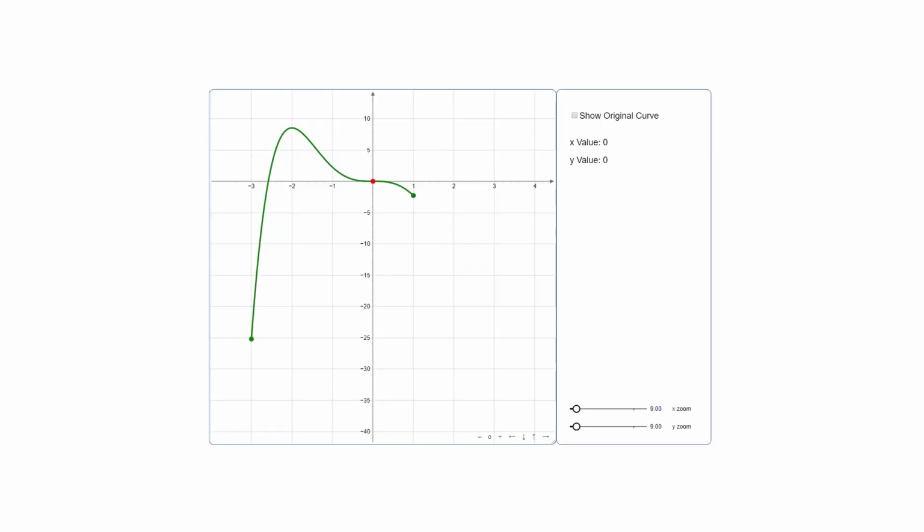Okay, here's a graph of my function, and it's not the full function. If I show the original curve, that's the entire function. And so we're only looking at a portion of this, and that portion is from -3 on the x over to +1 on the y. So from here over to here, -3 to +1.